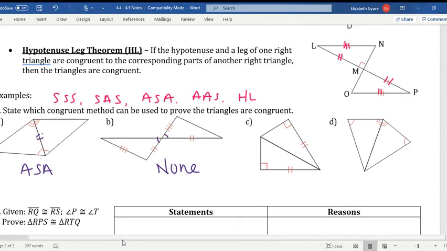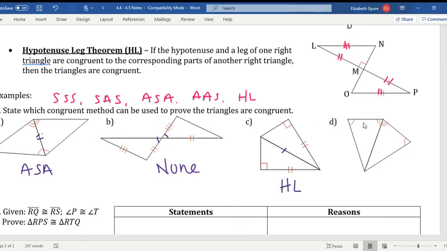Ella? Good. Hypotenuse leg. First of all, is it a right triangle? Yes, so that box is kind of checked, right? Then you have a shared side that's going to be congruent. There's your hypotenuse. And then your leg is that other set of sides. So this is hypotenuse leg.